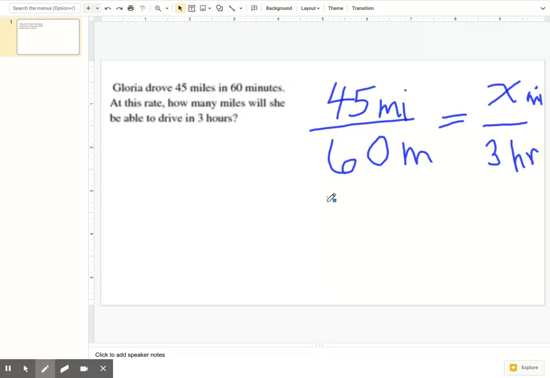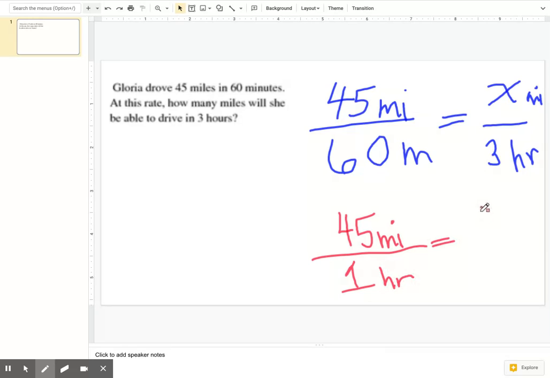But this is weird because we're going from 60 minutes to 3 hours. Minutes and hours are not the same thing, so I need to rewrite this proportion. I'm going to rewrite it as 45 miles. 60 minutes is 1 hour, so that's what I'm going to write, 1 hour.